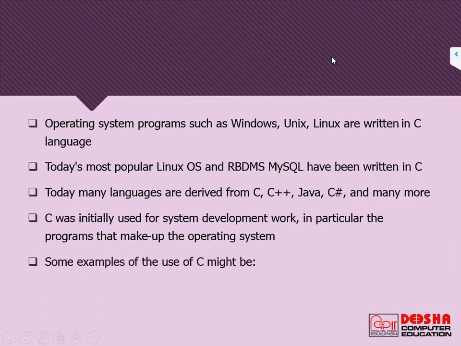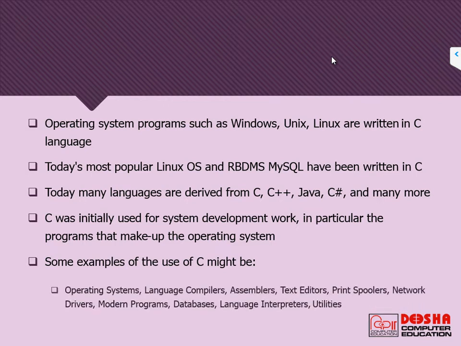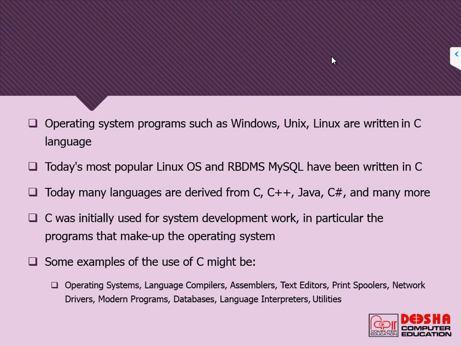I told you C was initially introduced to develop the Unix operating system, and not only Unix. Windows, Linux, so many operating systems are written in C language. Even the most popular Linux operating system and the RDBMS MySQL software are written using C. And not only operating systems, but we can develop language compilers, assemblers, text editors, print spoolers, network drivers, modern programs, databases, and many utilities using C and C++.